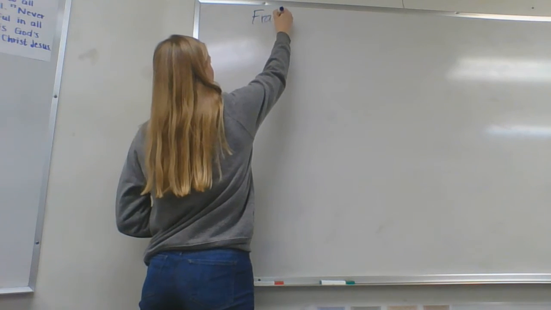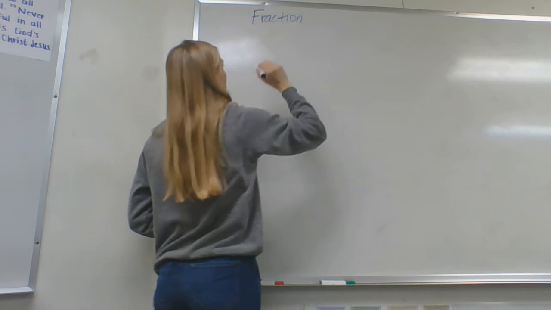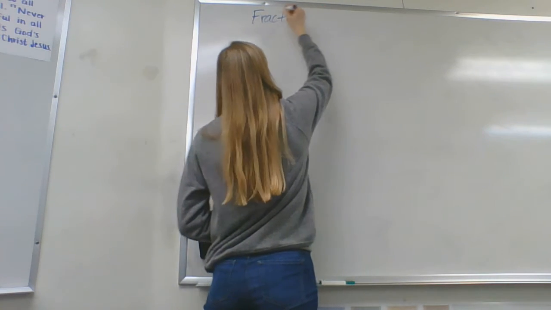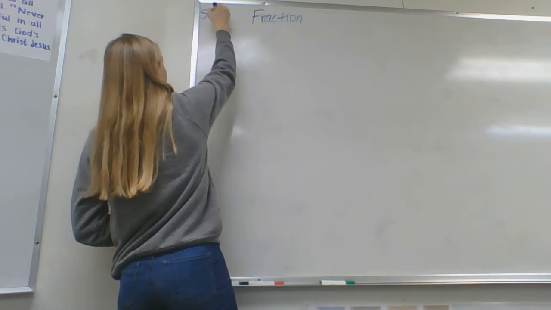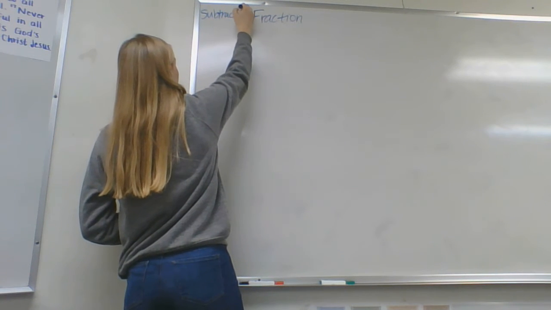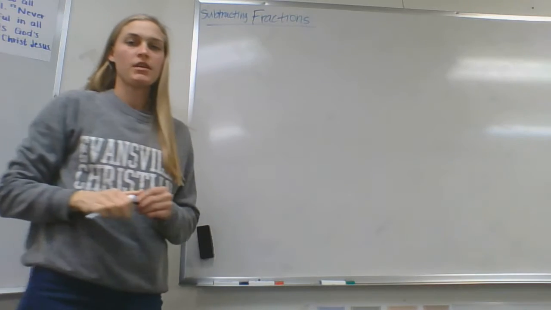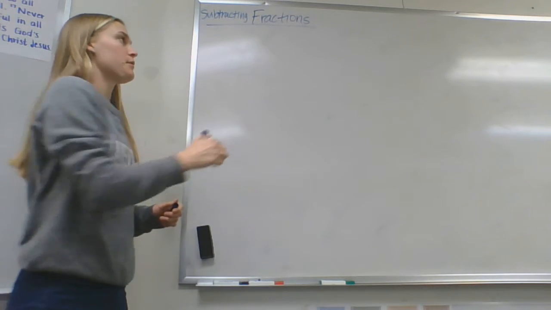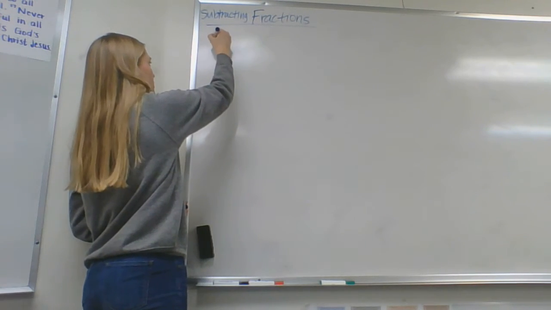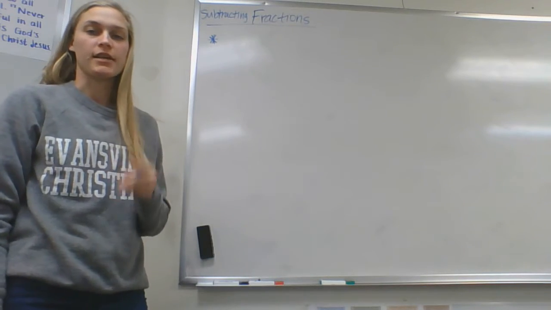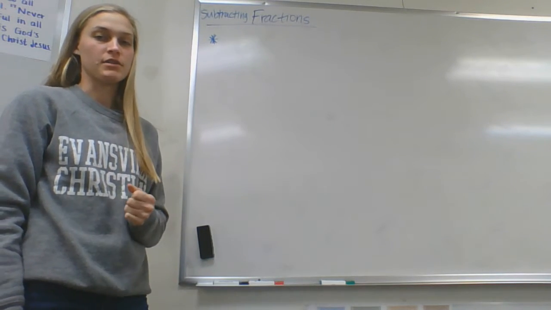So go ahead and find a page in your math notebook. Write subtracting. It should say subtracting fractions at the top. We still have those same three steps. Well, almost the same. It's the second one, instead of adding the numerator, we're going to be subtracting the numerator.